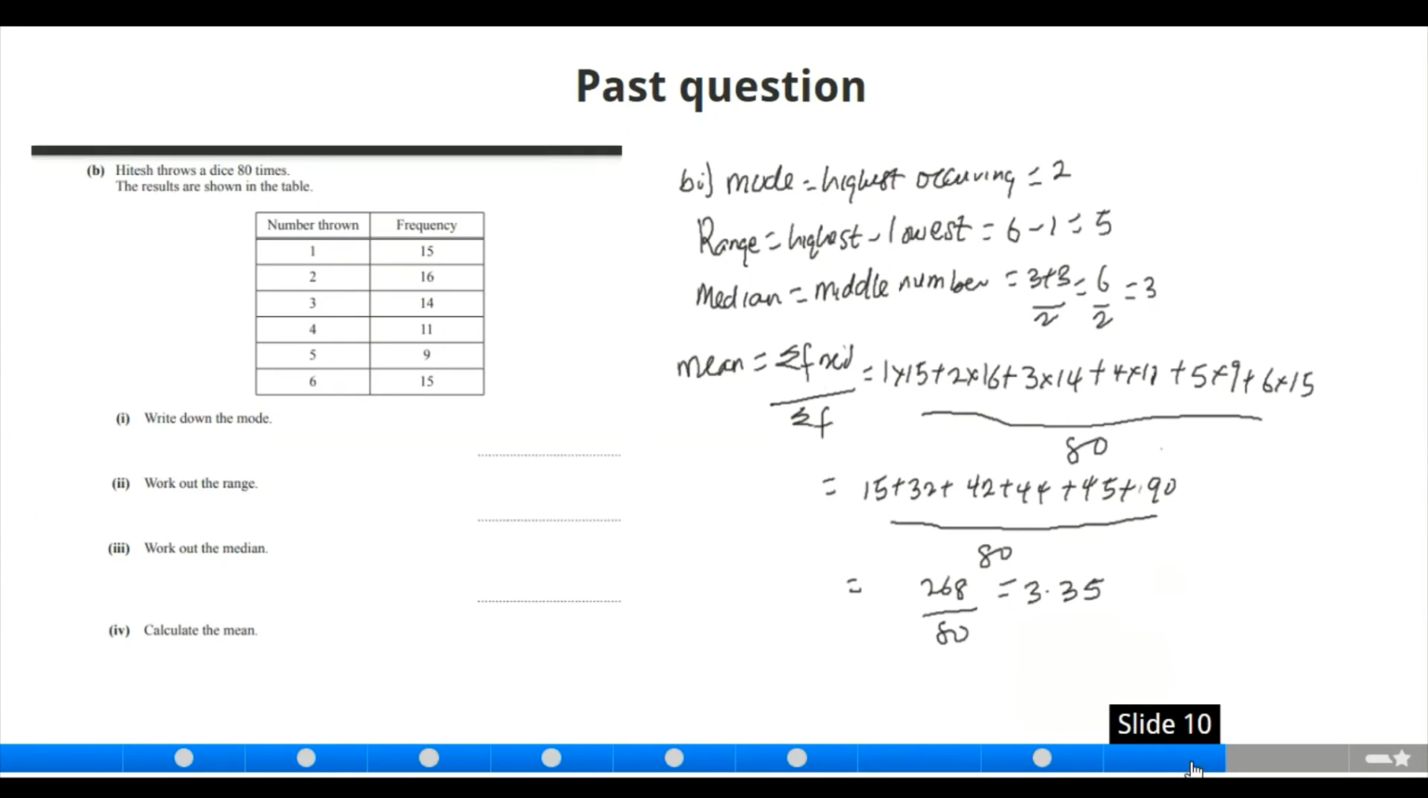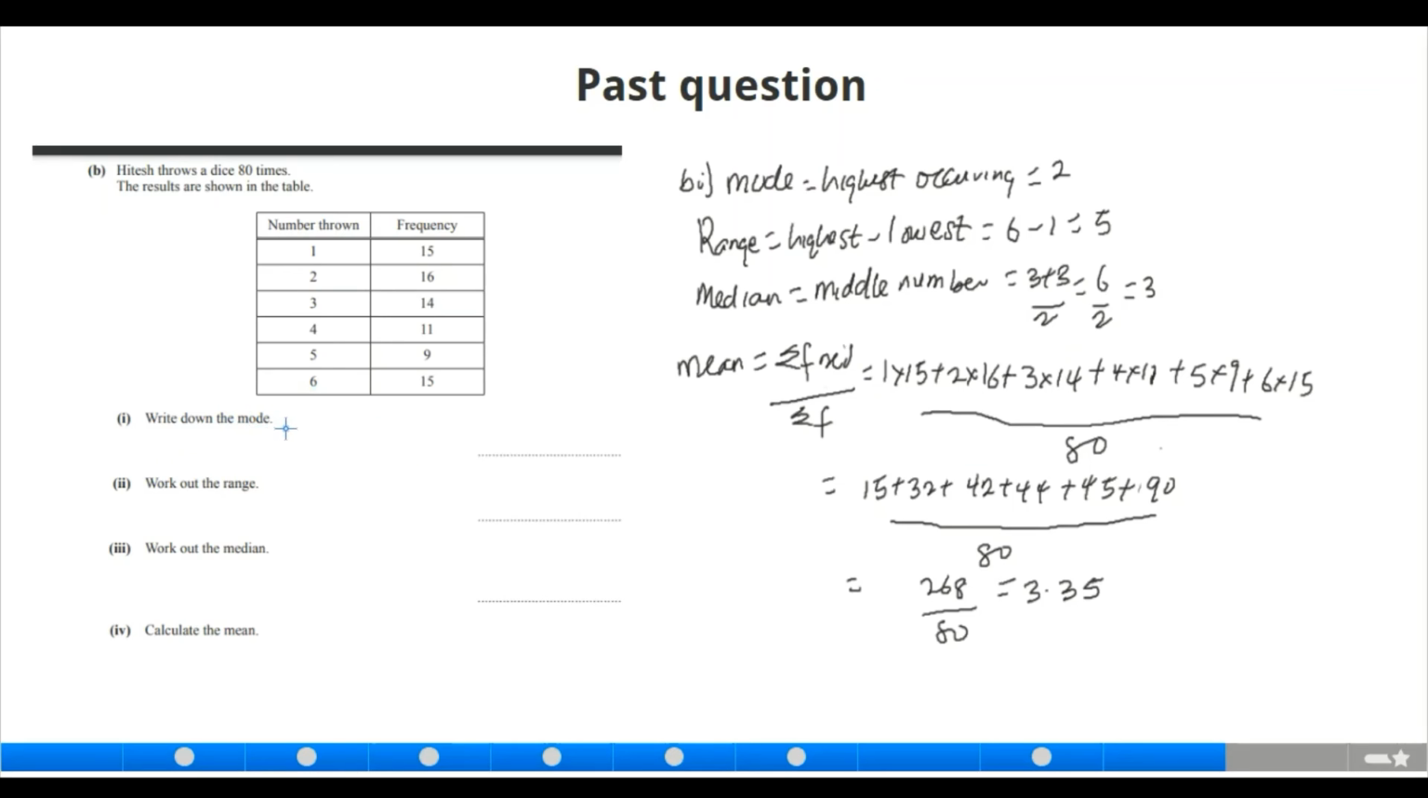Now let's look at the past question that we have here. We are going to be solving this past question together. Each person throws a dice 80 times. The results are shown in the table. So let's look at the table that we have here. We are going to see the number on the dice and the frequency for throwing a 1, a 2, a 3, a 4, a 5, and a 6.